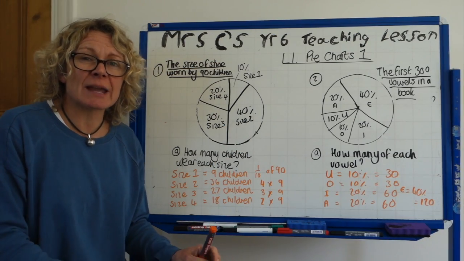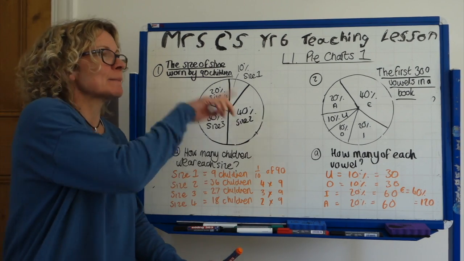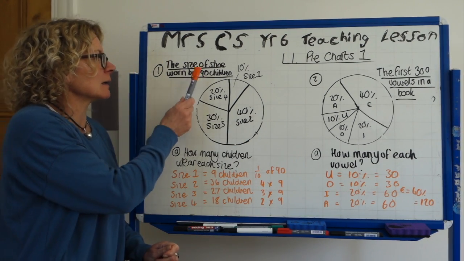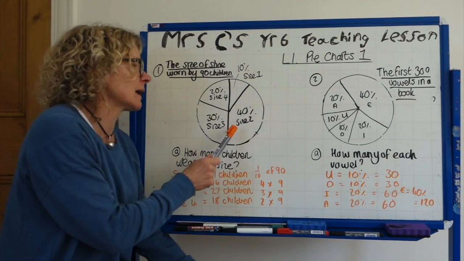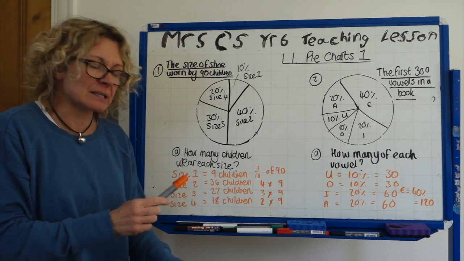Today is going to be a bit different. We're going to do it in 3 separate sections. This first section is going to be the answers for yesterday's work. So here we are with the answers for yesterday's interpreting pie charts work. We had a pie chart which showed 90 children's shoe sizes and we had to work out 40%, 10%, 20% and 30%. So easy first really.